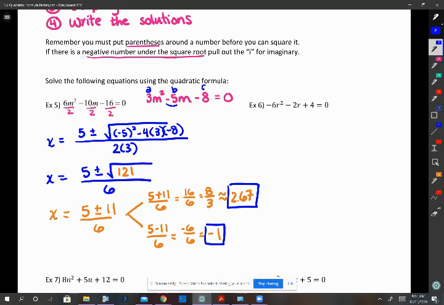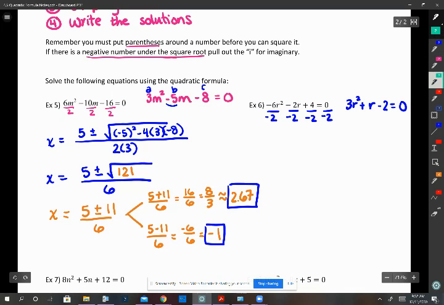I'm going to divide out by 2 because 2 goes into everything. And I'm going to do a -2 just to keep that first number positive. It doesn't really matter. So then I get 3r squared plus r minus 2 equals 0. And so now when I go to plug that in, I've got a is 3, b is 1, c is -2, and then we're going to go from there.